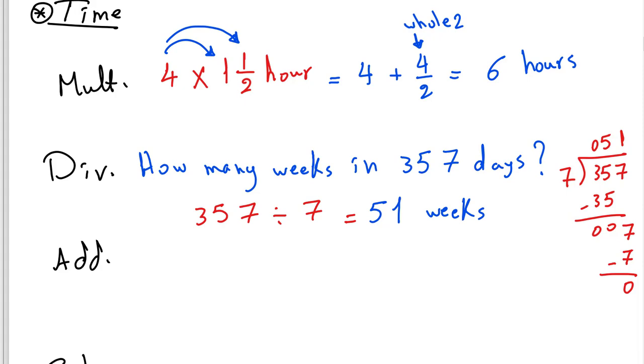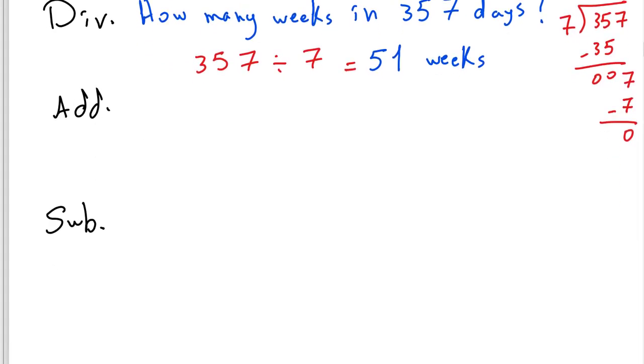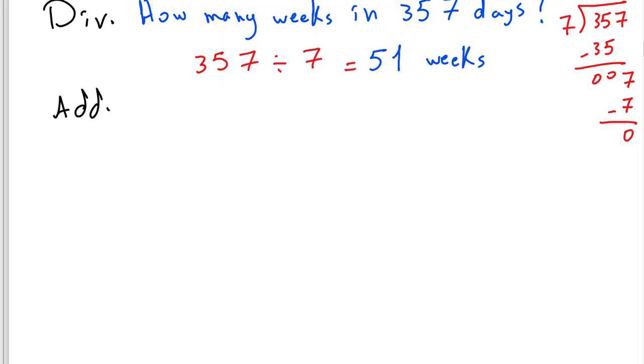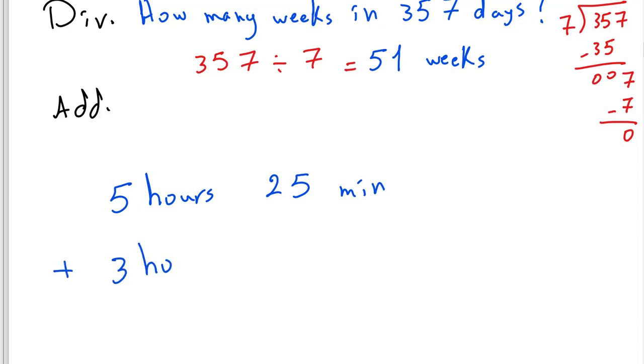Okay, this is multiplication and division. And for addition and subtraction, we can answer questions like, I will erase this from here so I can write a question. Let's write a question for addition. Okay, 5 hours, 25 minutes. We need to add this to 3 hours and 45 minutes.